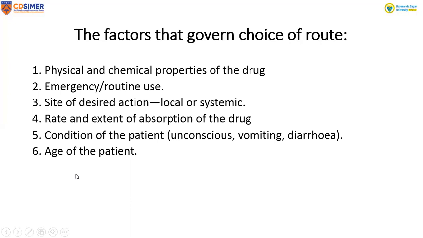If the patient is a child, then again you have to go for a proper route selection. Either syrups can be given if the patient can swallow, or otherwise you have to give a suppository. So, involuntary routes: suppositories can be given, or injections can be given.